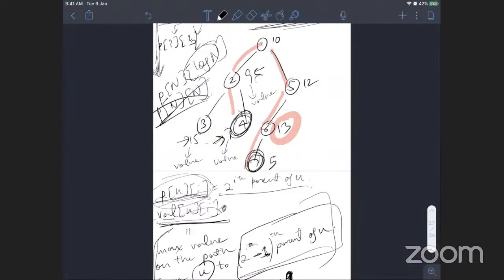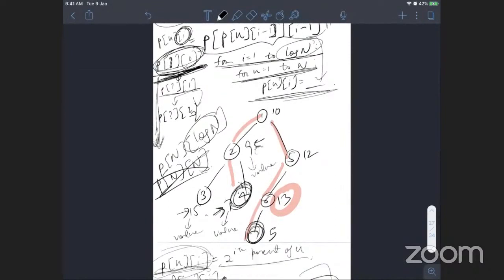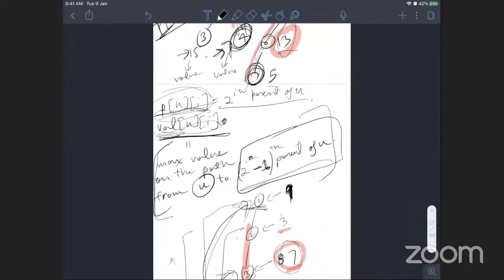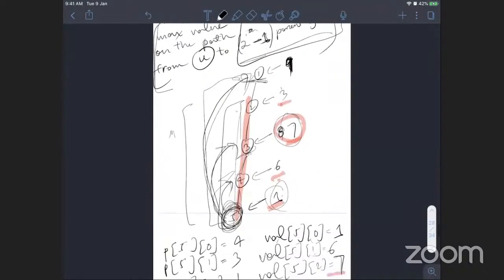So in this example, I was saying you have 4 and 7. What's the maximum value that you see? You don't have any node 13, but still the answer is 13. Because 4 has the value 7, 2 has the value 9, 1 has the value 10, 5 has the value 12, 6 has the value 13, 7 has the value 5. On this path, the max value that you see is 13. And the val array is defined on these values: what's the max value in this portion, or whatever portion.